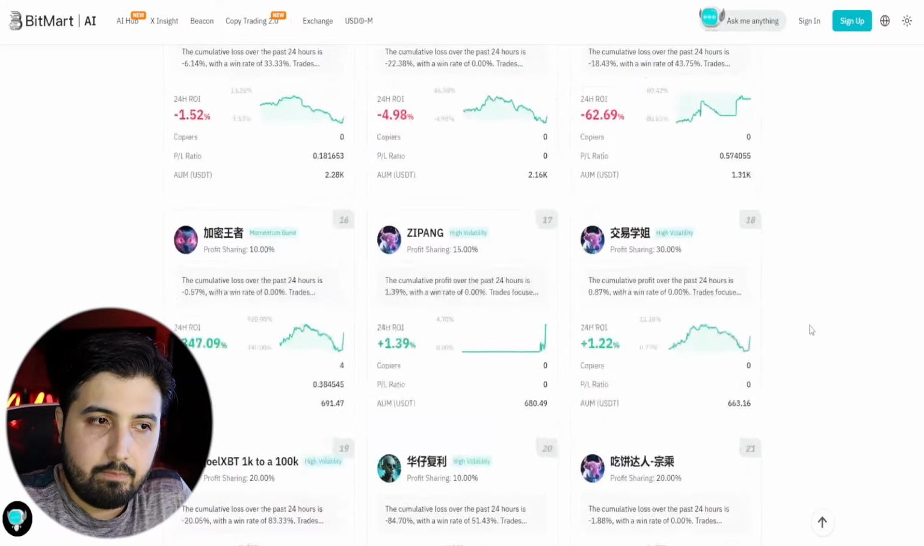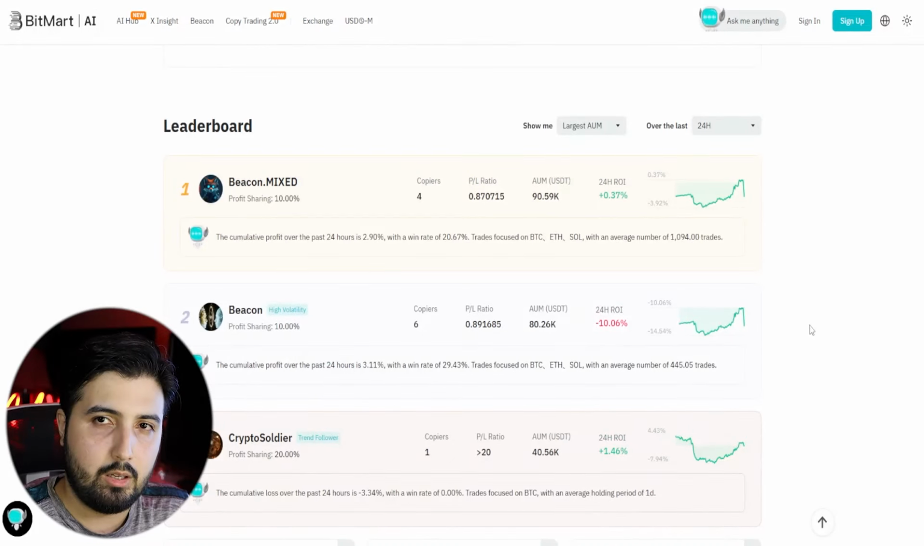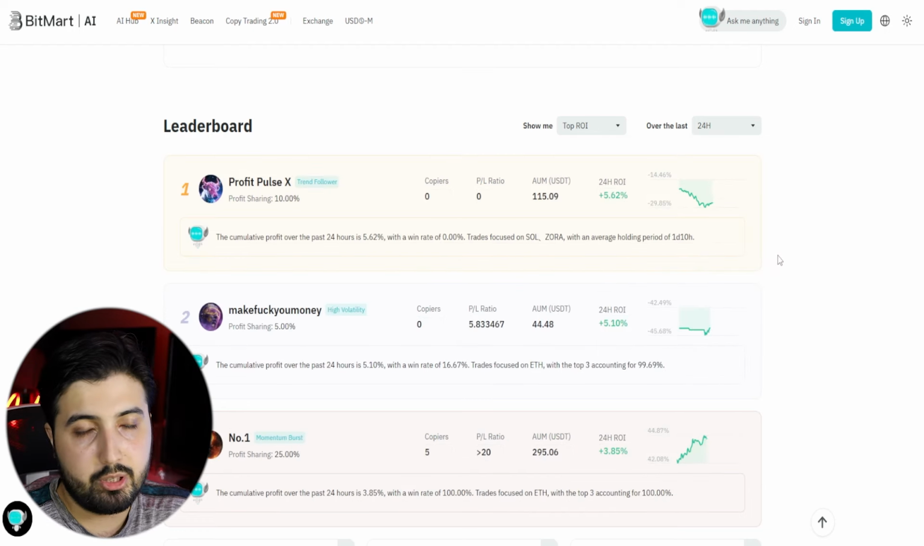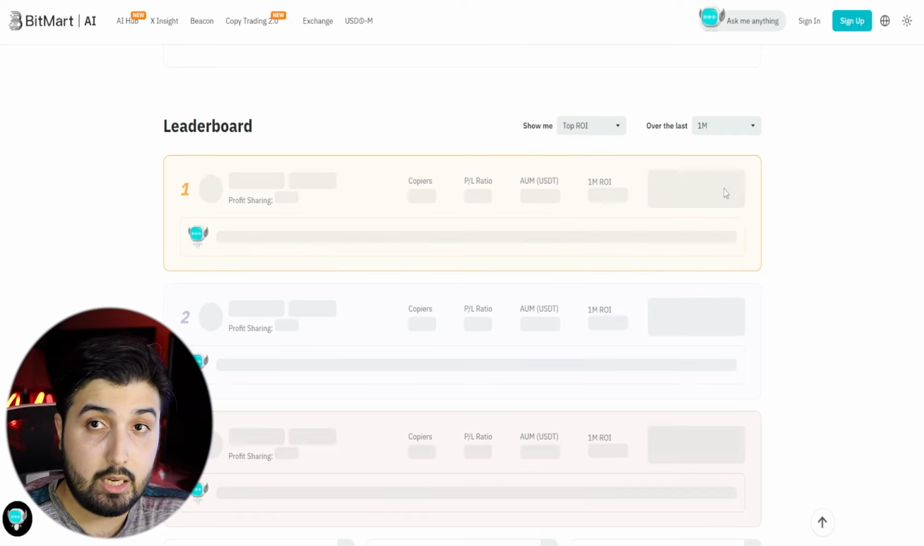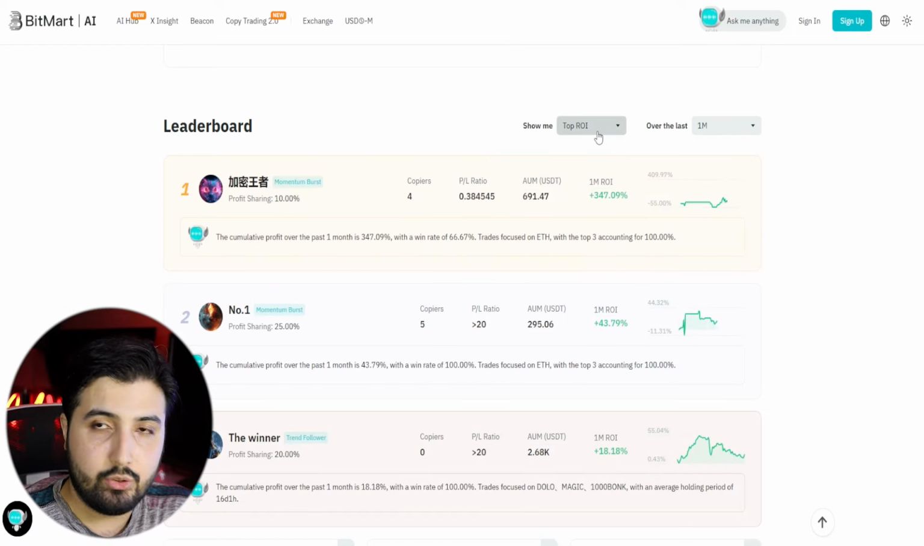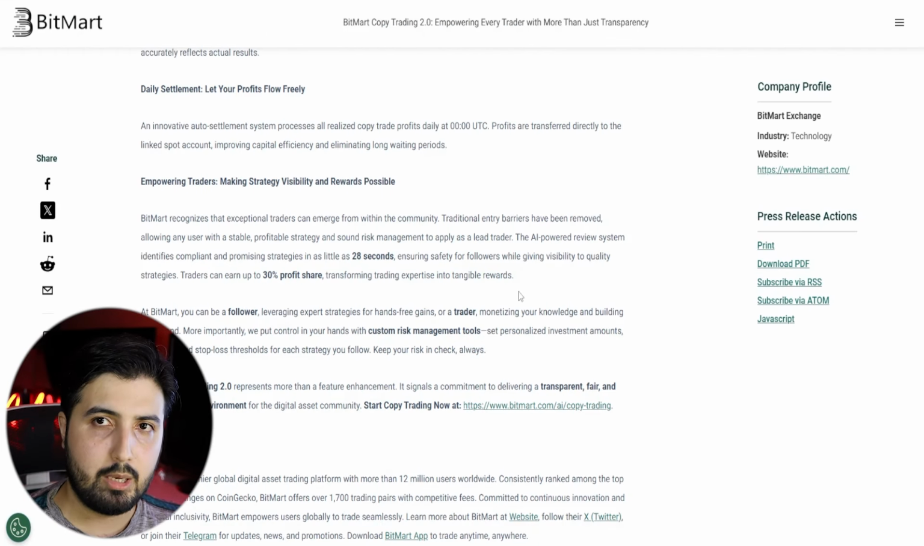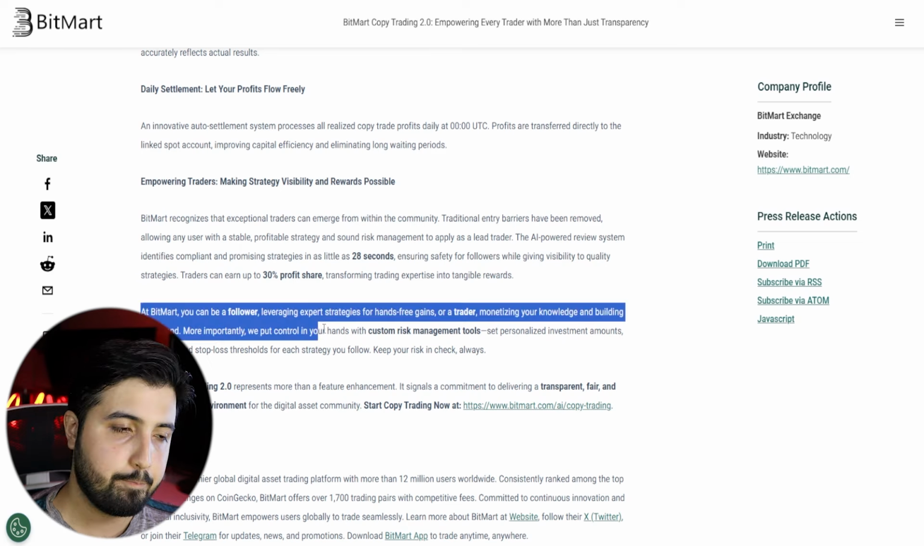And because of the high watermark rule, they only take fees on the profits that exceed your previous best account balance. So if you have a rough day and then bounce back, you're not paying fees twice on the same gains. Now let's talk about risk management, because that's where a lot of people trip up in trading.